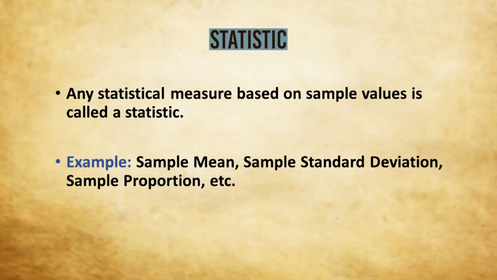This likely value, or the quantity with which I guess the population parameter, is called a statistic. So in our situation, the sample mean will be a statistic, right? Any statistical measure based on sample values will be called a statistic. A statistic may be a sample mean, sample variance or sample standard deviation, sample proportion, and so on and so forth.